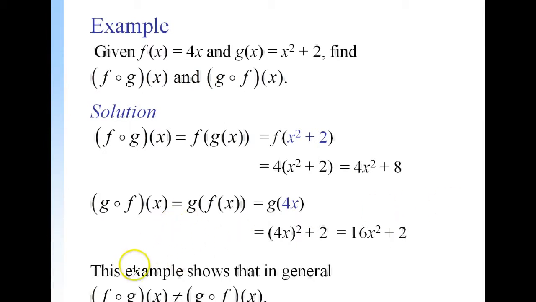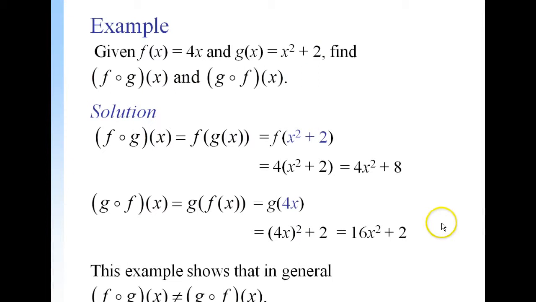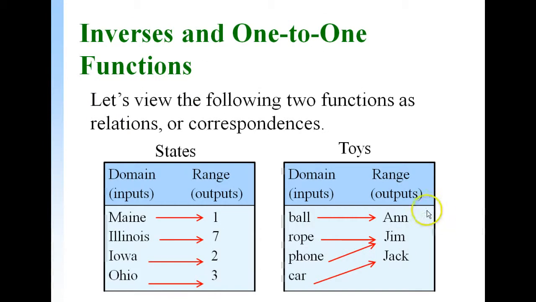Now, keep in mind, this example shows that in general, when you have f circle g and g circle f, the results are not equal. This does not equal that. And they're showing us this example. Okay, and you'll have some practice on that.